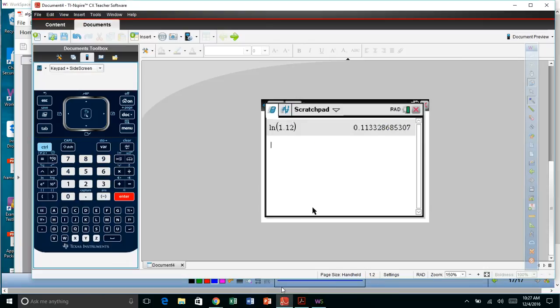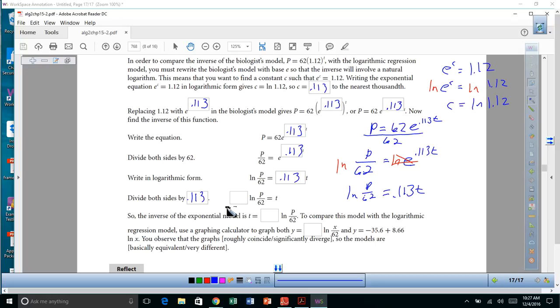And let's see here. Control divided 0.113. And it gives you 8.849. So we'll say 8.85. So that gives you 8.85 times the natural log of P over 62 equals T. So we divided everything by 0.113. And that gave us 8.85 natural log of P over 62 equals T. So that's how we did that.